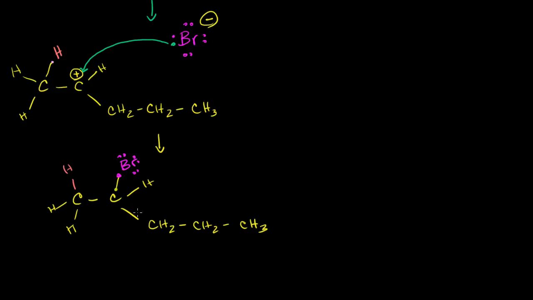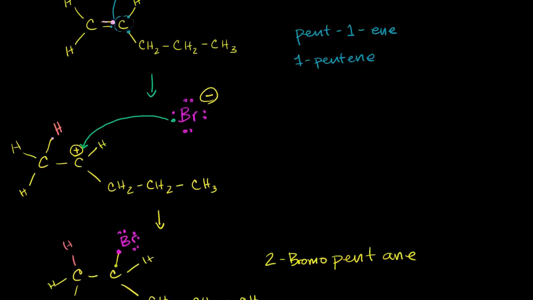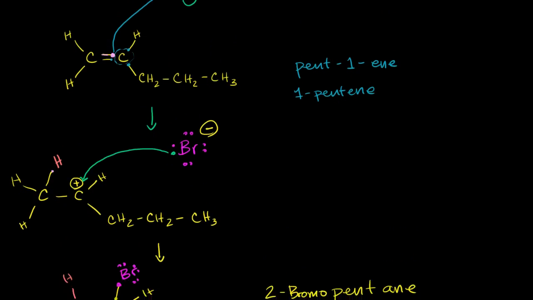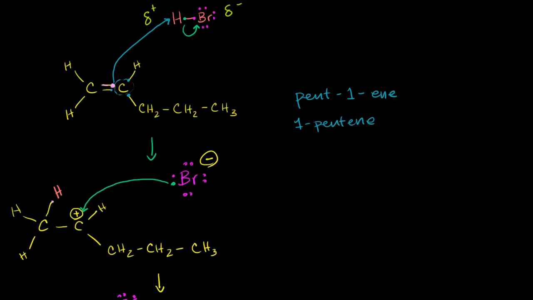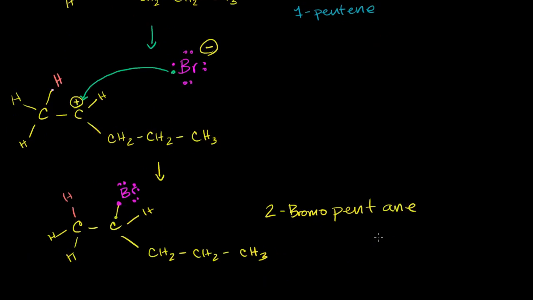And just a bit of a review, what is this thing right here? This is 1, 2, 3, 4, 5 carbon still. So it's going to be a pent. It's now an alkane, no double bond, so it's pentane, and it has one group on it. So we'll start numbering closer to the group. So 1, 2, it's 2-bromopentane. So we were able to figure out a reaction mechanism to get us from hydrogen bromide and 1-pentene to 2-bromopentane.